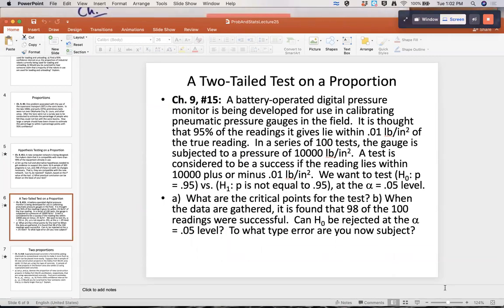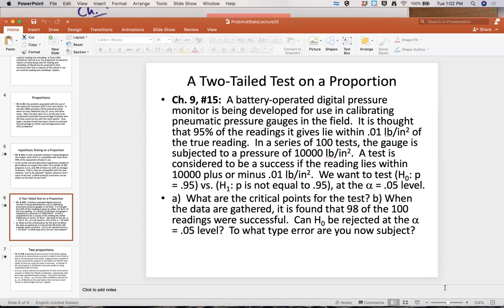Let's do a two-tailed test. First time doing a two-tailed test. A battery-operated digital pressure monitor is used in calibrating pressure gauges. It's thought that 95% of the readings it gives lie within 0.01 pounds per square inch of the true reading. A series of 100 tests, that must be the sample size at 100. The gauge is subjected to a 10,000 pounds per square inch pressure. And the test is considered to be a success if the reading lies within that amount, 0.01.